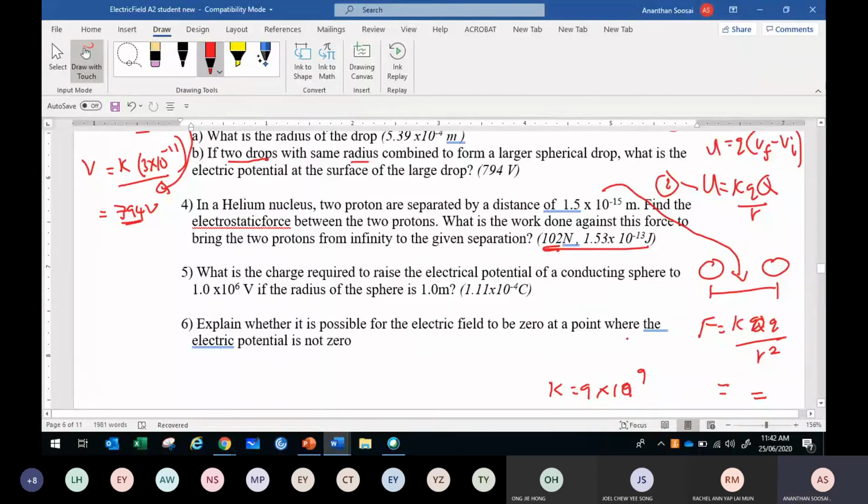Okay, the charge of a proton is what? It's the elementary charge, 1.6 times 10 to the power of negative 19. Charge of a proton is the same magnitude as the charge of an electron, right? So use this charge. K is 9 times 10 to the power of 9. R is 1.5 times 10 to the power negative 15 meter. So I think you get 102 Newton. Okay.